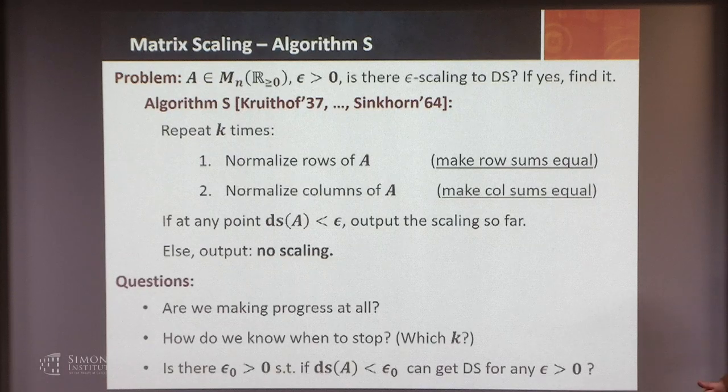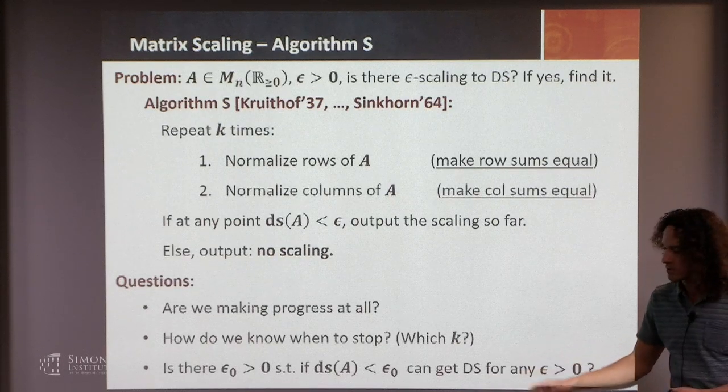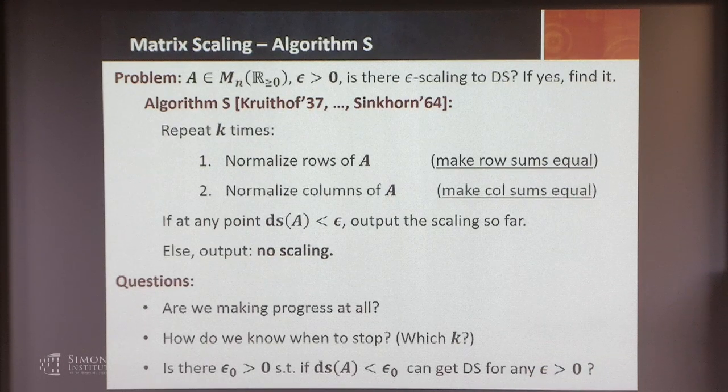I mean, the three questions that we have are: one, are we making progress at all, and how do we know when to stop? Two, which k should we choose so that this algorithm is correct? And the third question is, is there some epsilon zero such that if I can get epsilon zero close to doubly stochastic, I can get close to doubly stochastic for any epsilon? Because maybe you want some really high precision, and maybe I just need to test something before, to decide whether you can achieve that precision.